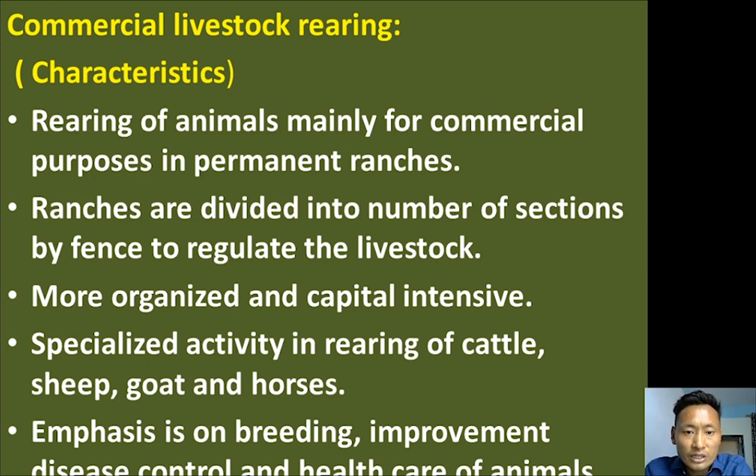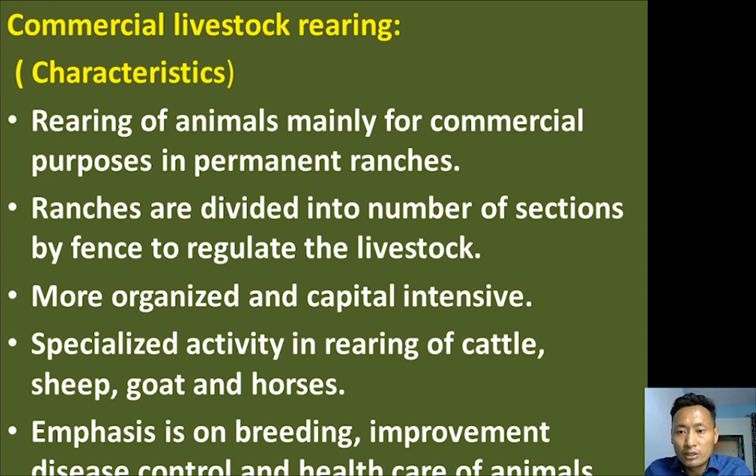So here there is specialized activity in rearing cattle, sheep, goats, and horses. They are rearing only a special kind of animal. They are not rearing animals in a mixed way. They always rear animals in a specialized way. Cattle means they rear only cattle, sheep means only sheep, goat means goat, horses means horses. That means they are specialized in rearing cattle.